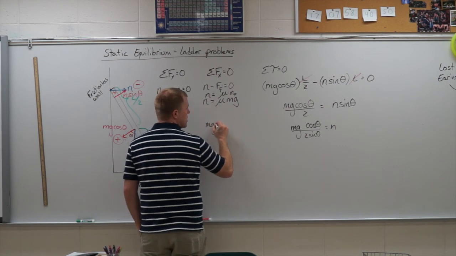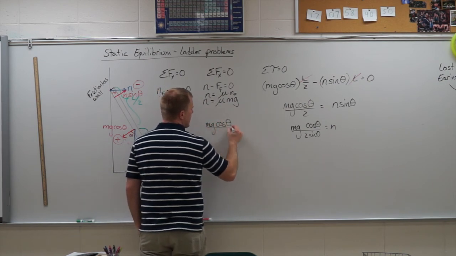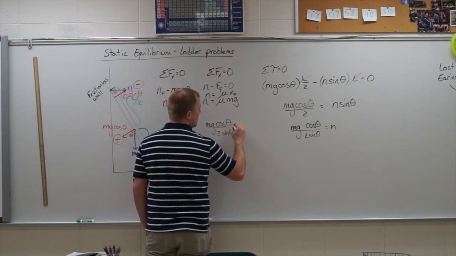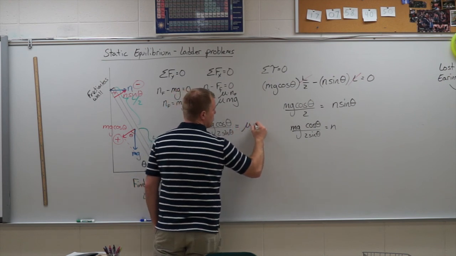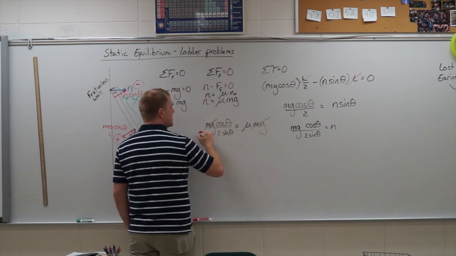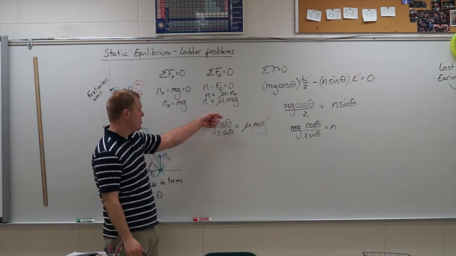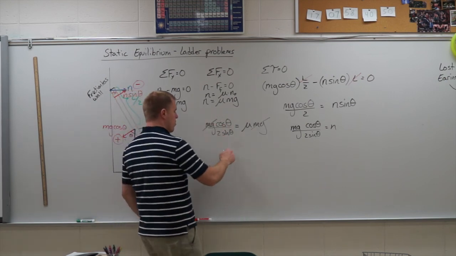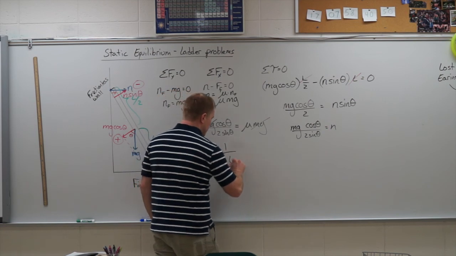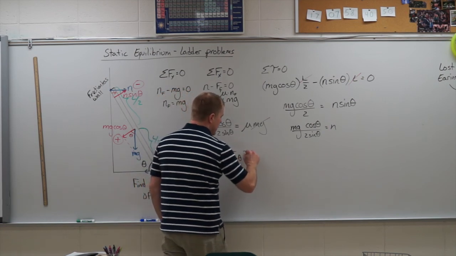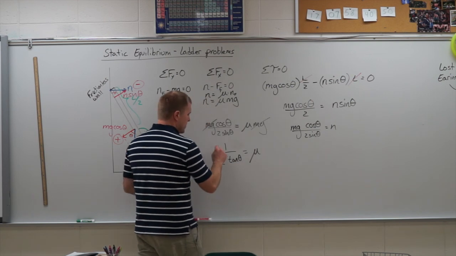So I have mg cosine of theta divided by 2 sine of theta equals mu mg. You'll see the mg's cancel, and I just have thetas left. That's a good thing. So I can either turn this into cotangent over 2 or 1 over 2 tan theta. It's up to you. I'm going to do 1 over 2 tan theta is equal to mu. And so there we have it.